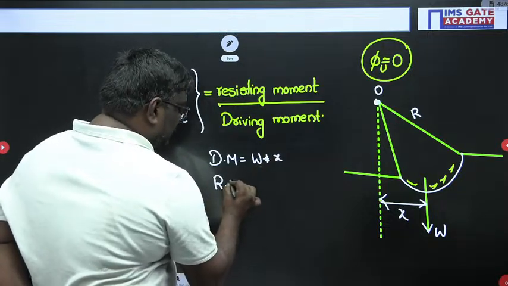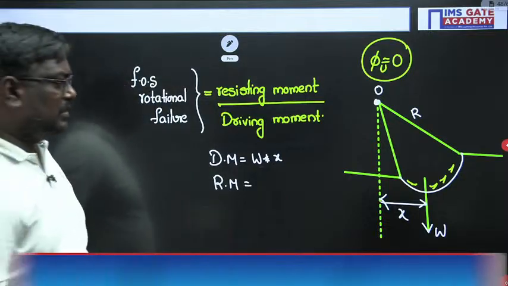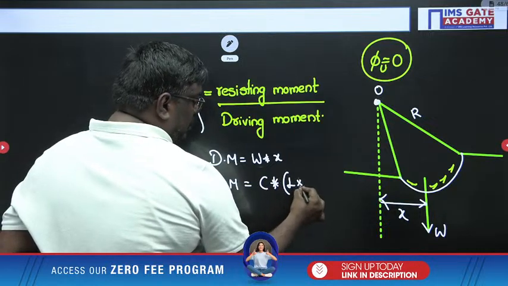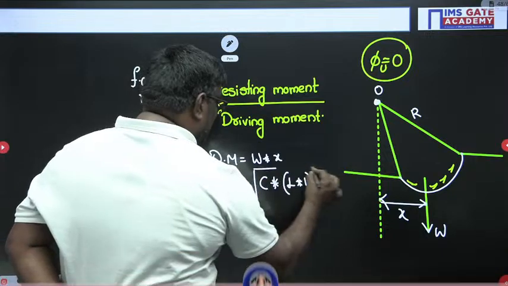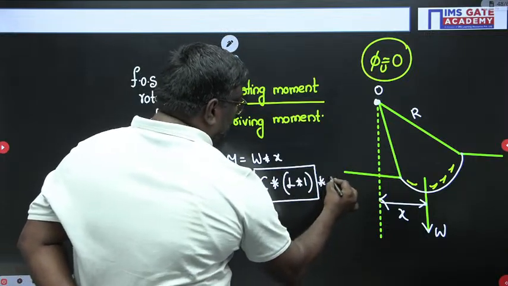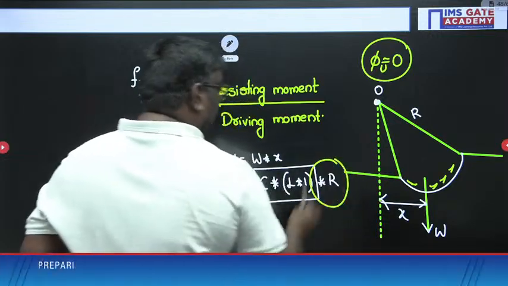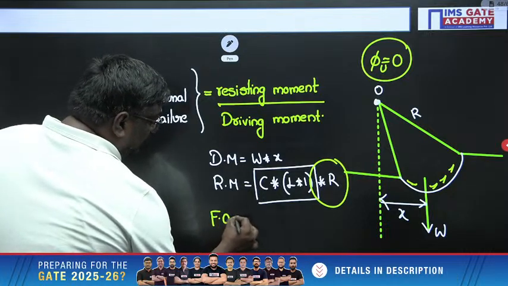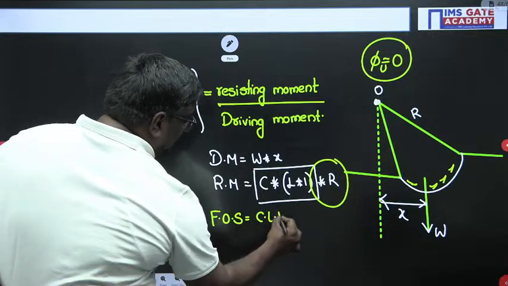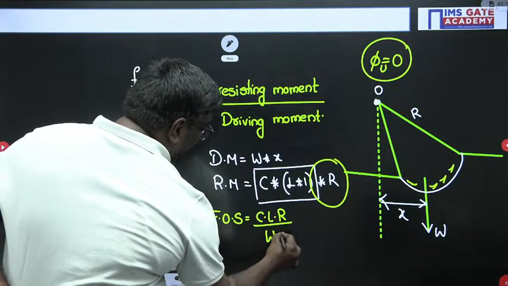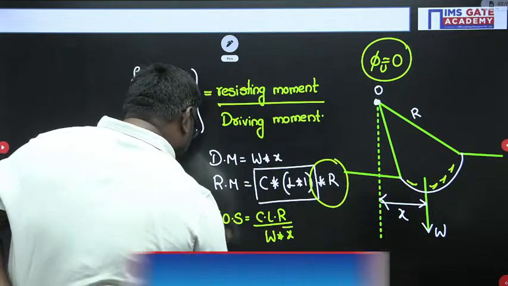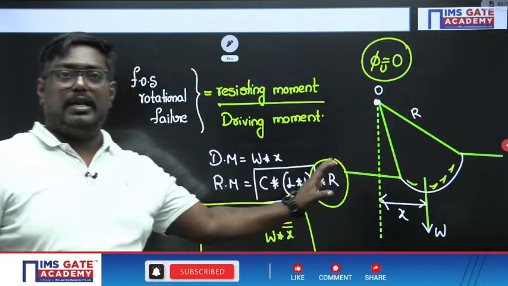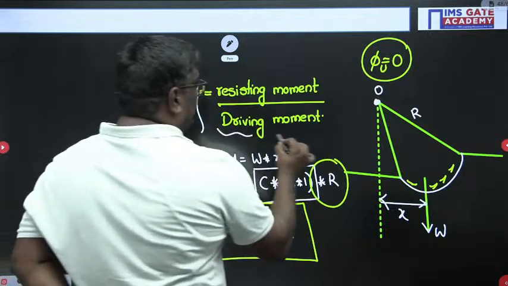Similarly, the resisting moment will be C, cohesion, which acts along the length L, and perpendicular to the board you take it as 1. So this entire thing is stress into radius r, which is the moment, the lever arm distance. So if they ask you the factor of safety for rotational failure for phi u equal to 0 analysis, it is C L R upon W into x bar. This is the factor of safety for rotational failure in case of phi equal to 0 analysis. In a broader picture, just remember this.